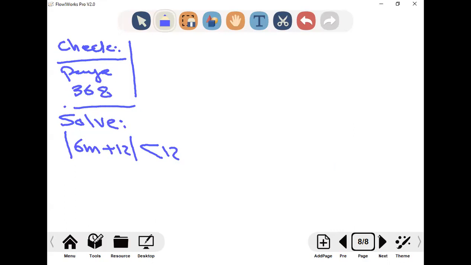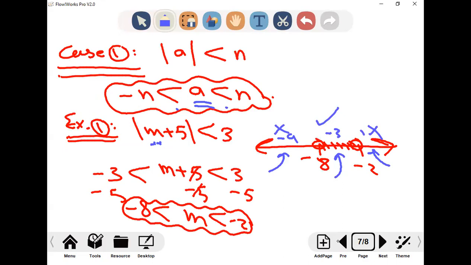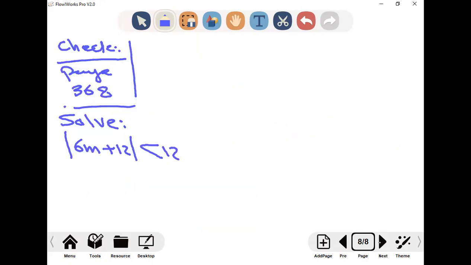In the case or the rule or the formula which we wrote here, absolute value less than, take what's inside and put it between the negative and the positive number, right? Go and apply here. 6n plus 12 more than negative 12 and less than what? Positive.